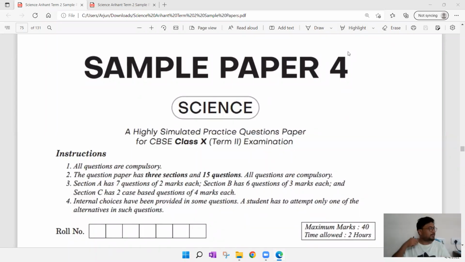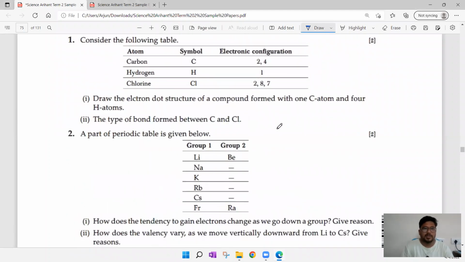We have discussed 3 sample papers, and in this lecture we are going to see sample paper 4. So questions I'll be discussing regarding physics and chemistry. So first question, if you observe, consider the following table. They have given 3 atoms: carbon C, hydrogen H, chlorine Cl, with electronic configuration 2, 4.